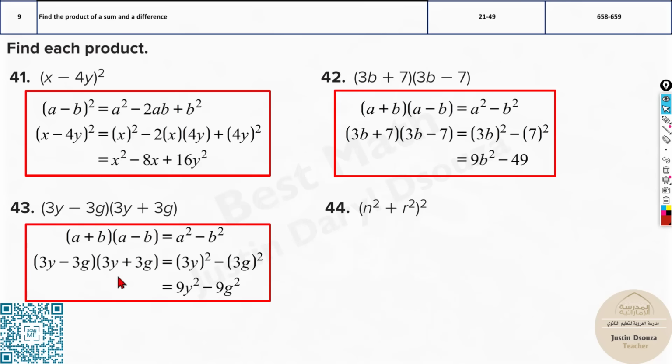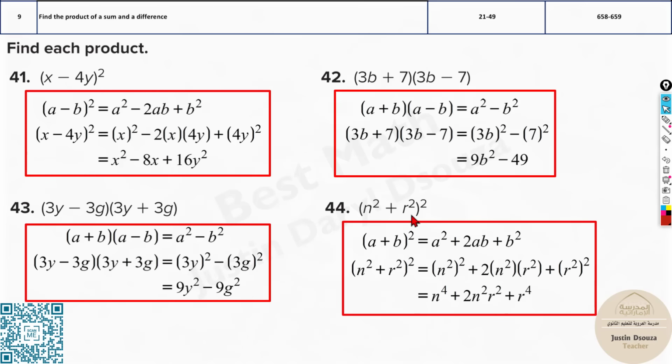Now even over here, just be careful. After the squaring, you have to square the number only. 3 squared will be 9 and y squared will be y squared itself. Because 9y squared can be written as 3y the whole squared. If you multiply the squares, it will be 3 squared times y squared and we write it as 9y squared. So that's how we do it.